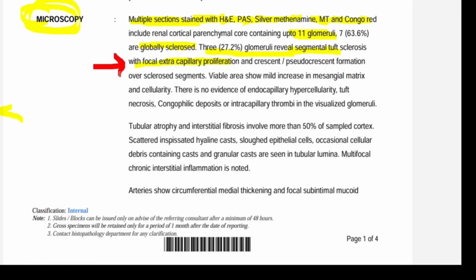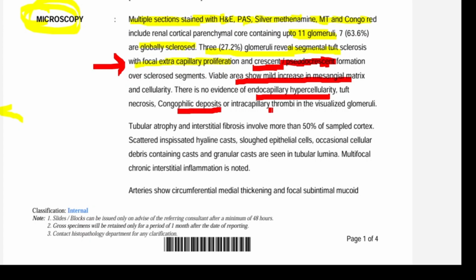So there is extracapillary proliferation and crescent formation. Pseudo crescent I will explain in the subsequent videos on biopsy. So crescent, I told you, is a formation of a moon-shaped structure outside, and some oversclerosed segments. Viable areas show mild increase in the mesangial matrix. As I see in the mesangium, the matrix got expanded. There is no evidence of endocapillary hypercellularity. Basically, that means there are not many inflammatory cells within the capillaries.